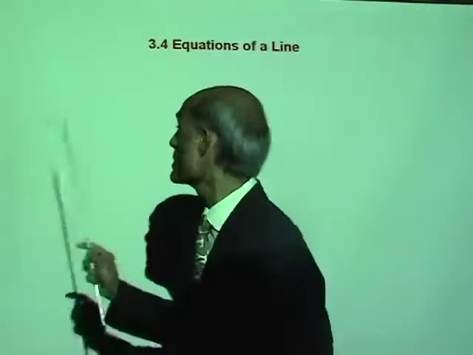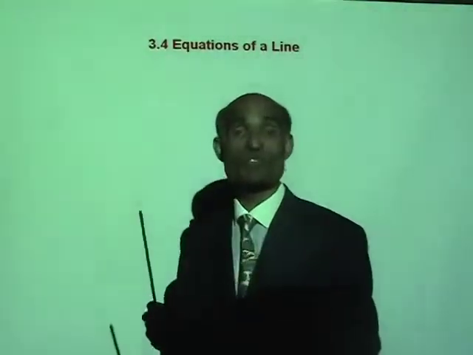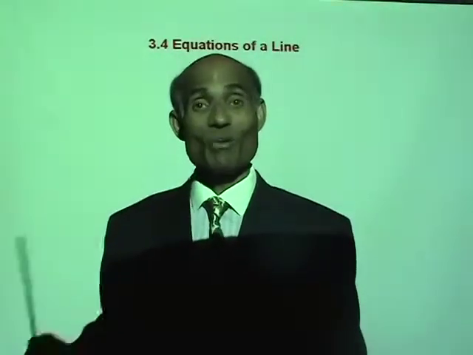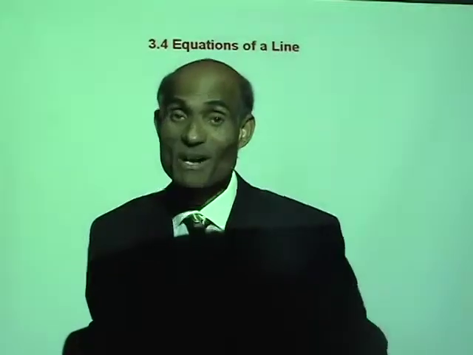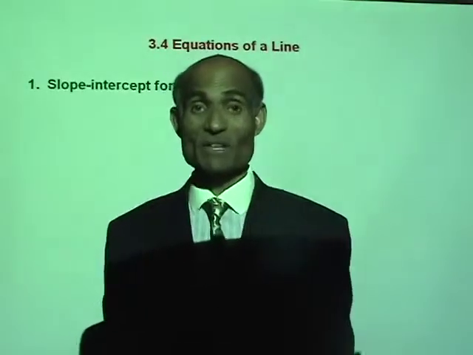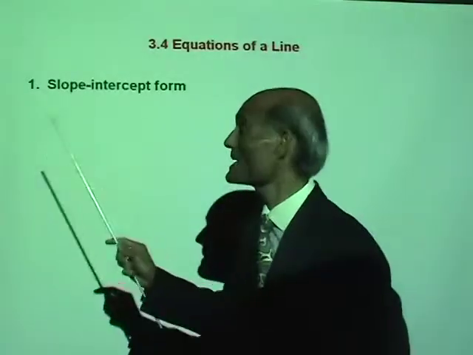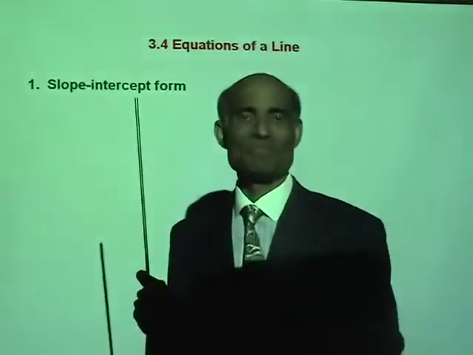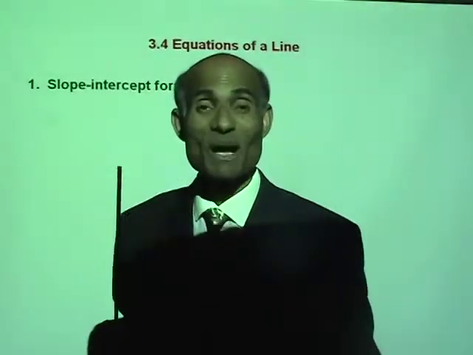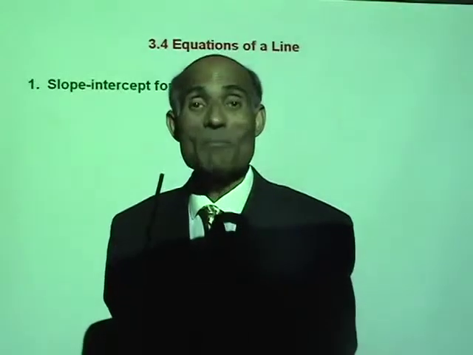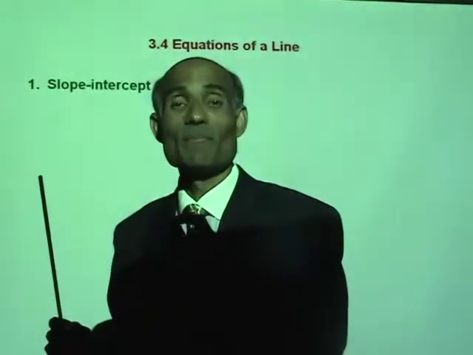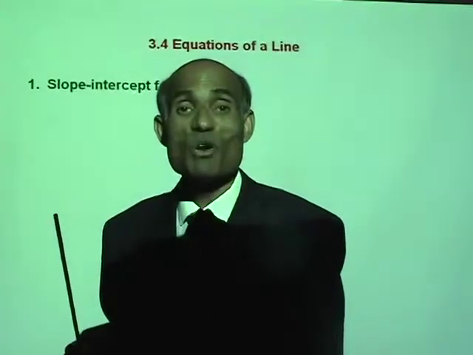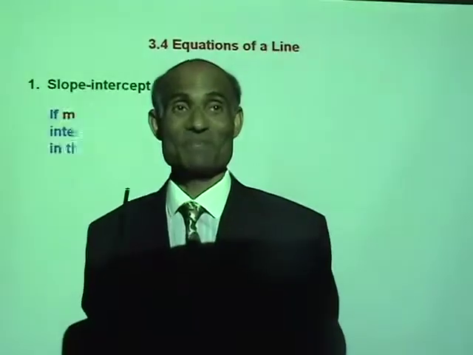In this lesson we will be talking about equations of a line. We have already talked about one type of equation, in fact two types of equations. The type of equation we have actually seen is called the slope-intercept form. Do you remember the equation we talked about? Y equal to mx plus b. Looking at that equation, you can directly figure out the slope and the y-intercept.